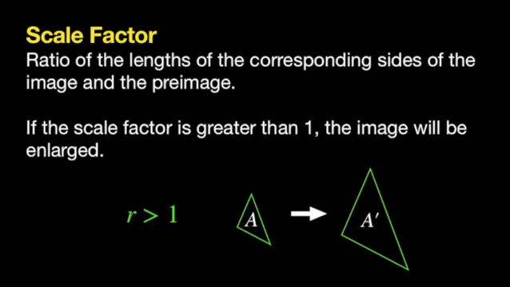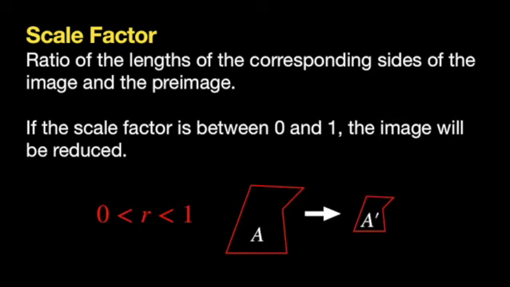But that's not always going to be the case. Sometimes your scale factor is going to be between 0 and 1. Whenever the scale factor is between 0 and 1, you're actually going to be reducing the image. Your image is going to become smaller. In this case, we have A, and A goes to A prime. So the larger image is going into the smaller one.